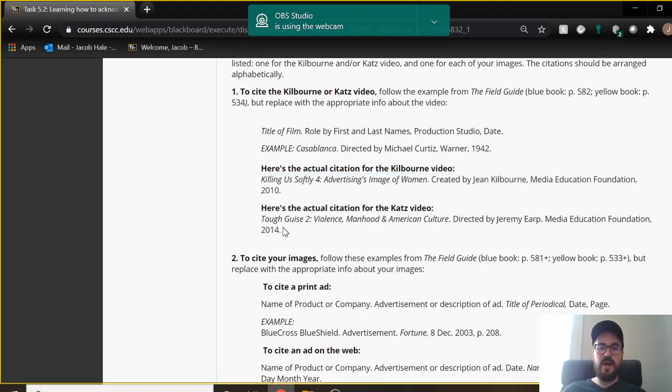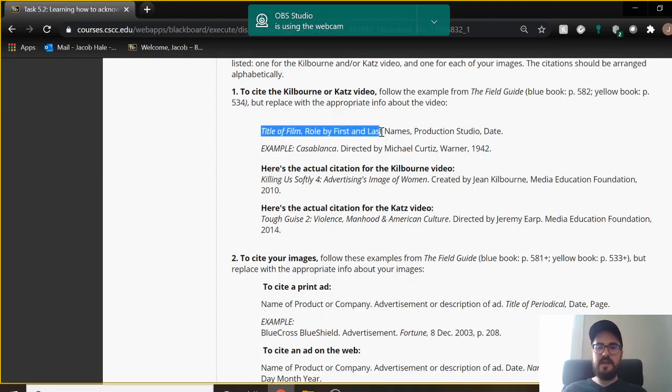These are the correct citations for both of those documentaries. For this project, I have no problem with you just copying and pasting this into your works cited page. This is kind of our intro into citing sources, so I'm going to help you along a little bit more than I will later on in the course.